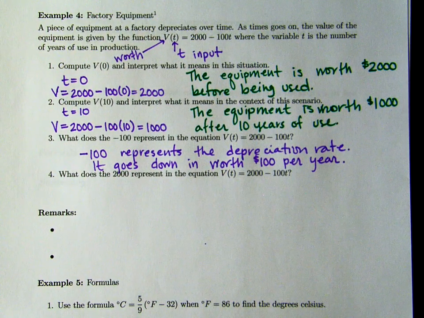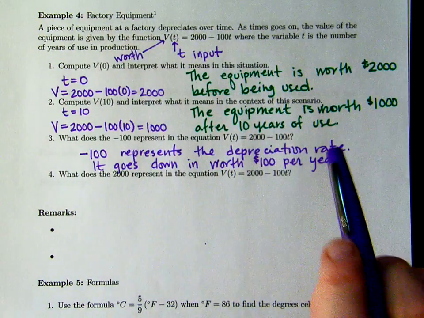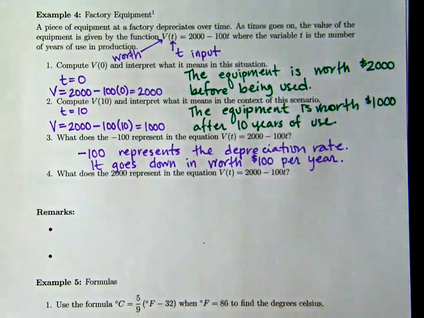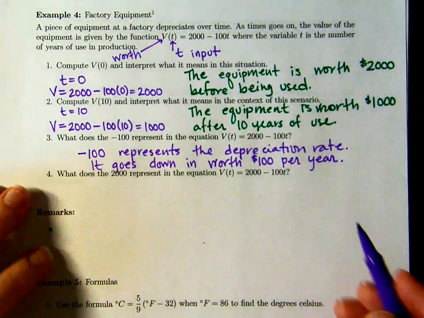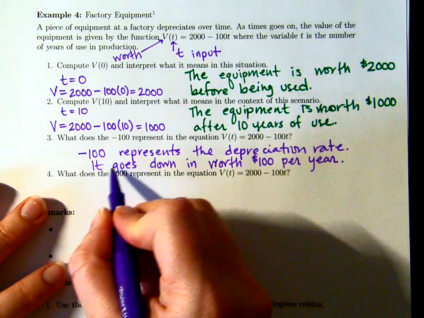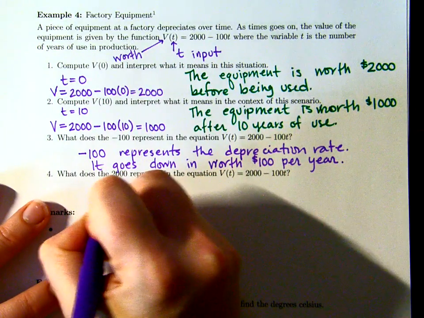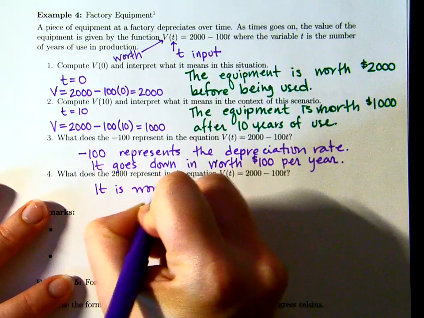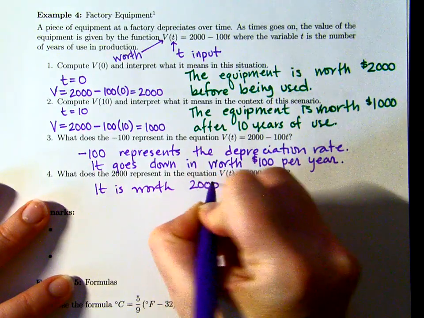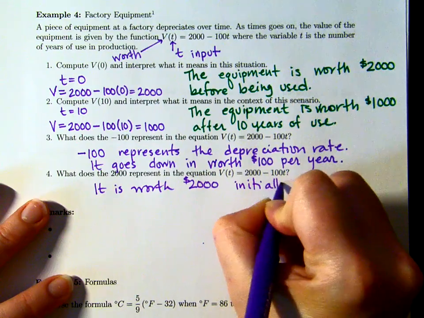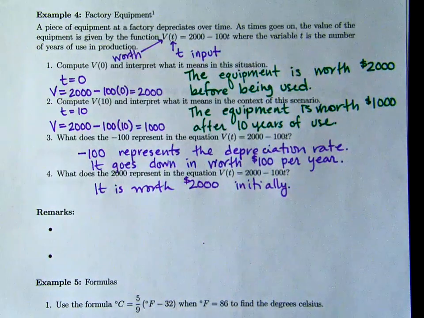What does the 2,000 represent in this situation? Well, we did that in number 1. It's worth 2 grand before being used. So 2,000 is worth $2,000 initially before it gets used. Okay.